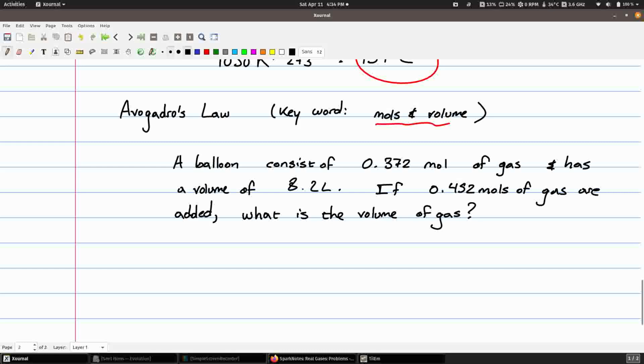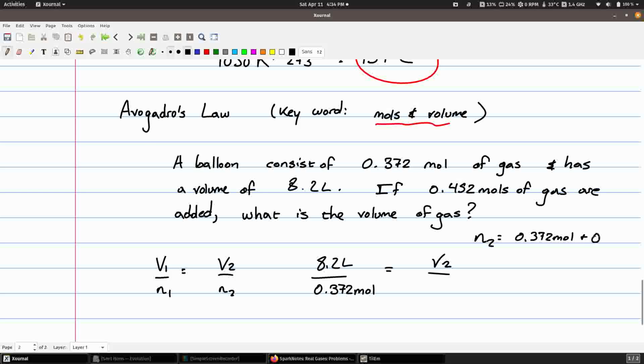So this one, super simple. The equation is V1 over N1 equals V2 over N2. We're trying to find out what V2 is. We already know that V1 is 8.2 liters divided by 0.372 mole, and that's equal to V2 over N2, which we have to solve. N2 equals 0.372 mole plus 0.452 mole.